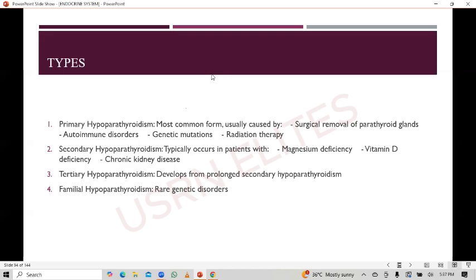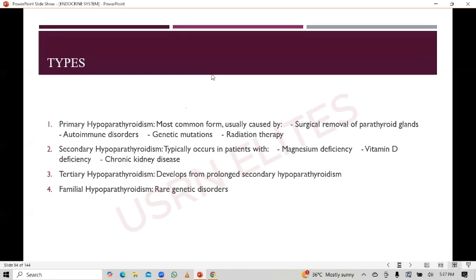Then we have genetic mutations. Then we have radiation therapy. Of course, if you are exposed to a lot of radiation, it can kill the cells over there. I'm sure we all know that, like X-rays, CT scans, MRIs. You know all these machines use rays. When we're exposed to too much radiation, it can kill the cells over there and it can affect the production of what? Parathyroid.